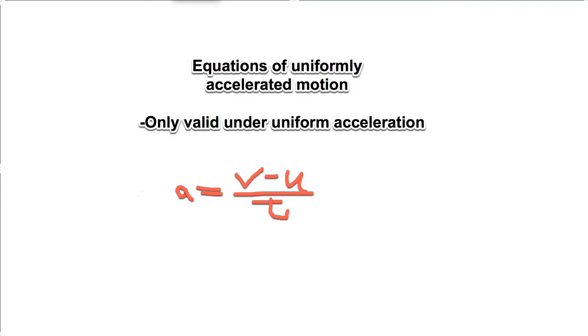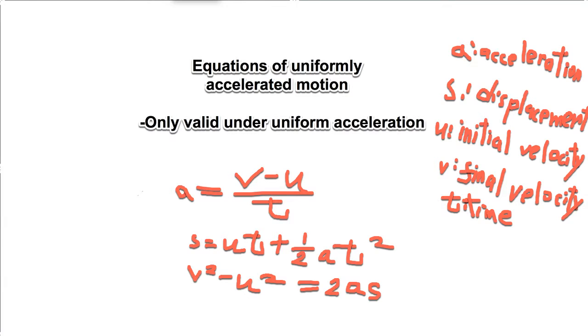Start with the first equation. a equals (v minus u) over t, where a is acceleration, v is final velocity, u is initial velocity, and t is time. This equation is the definition of acceleration.